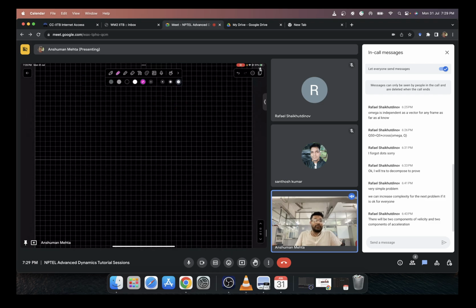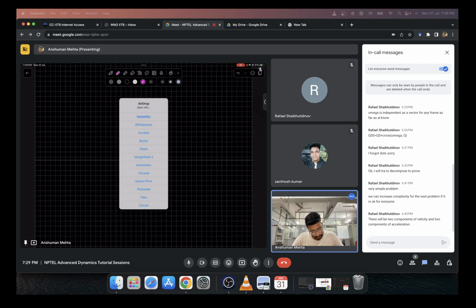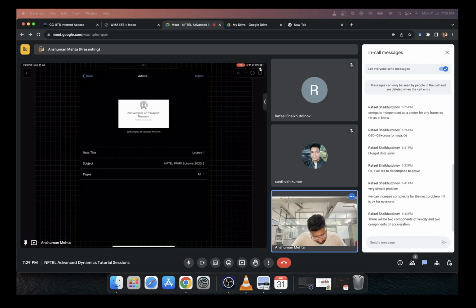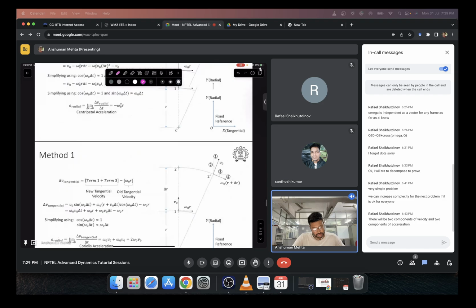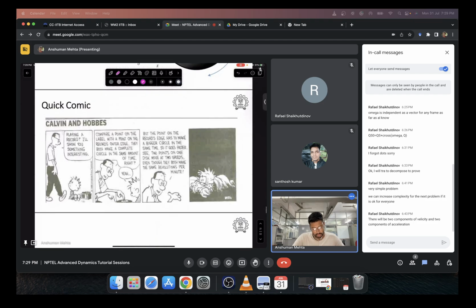So the next question is all about a turntable. Just let me share this next problem. Okay, so this is the first question which we have solved. Now just to make it a little bit different from the studies.